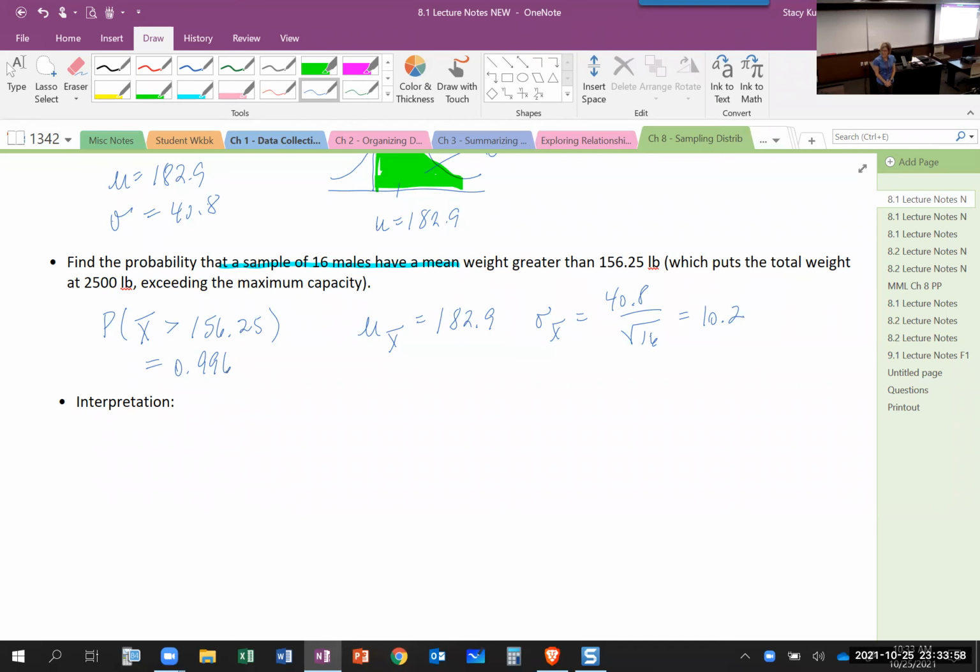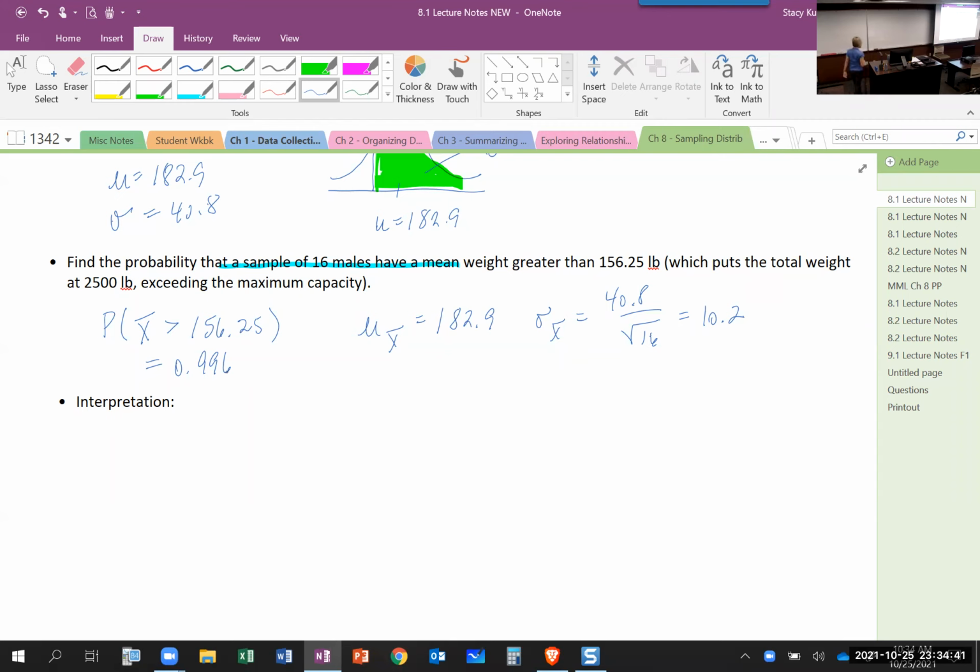So it's a 99% chance that you get 16 men together and their average weight will be greater than 156.25. It's a 74% chance that you encounter one man who has a weight greater than 156.25. Do you see the differences? That's sampling. I want to know the average weight of the 16 men. You might have people who weigh more than 156 and people who weigh less, but the average of the 16 men is going to be greater than 156.25, which means you have exceeded that capacity. Next time you're on an elevator, that's a fun one to think about.